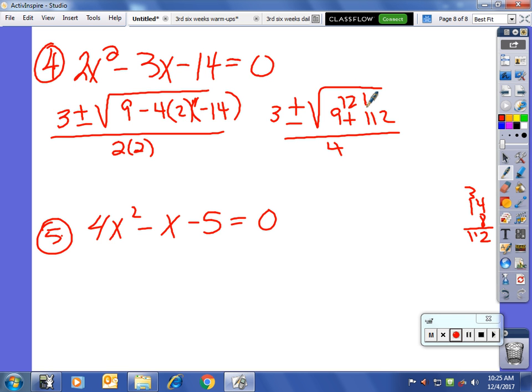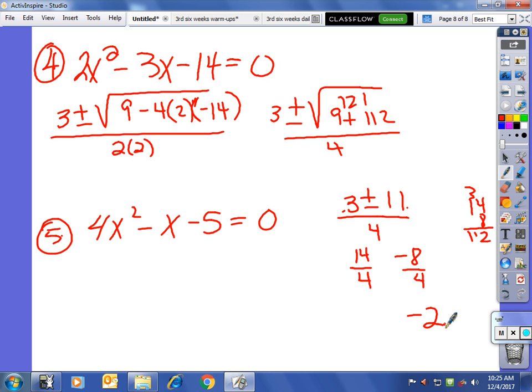All right, on number 4, did y'all get 121 inside the radical symbol? Which again is a nice perfect square. The square root of 121 is 11. So I ended up with 3 plus or minus 11 divided by 4. Well, that's going to give me 14 divided by 4 and negative 8 divided by 4. 3 minus 11 is negative 8. So I get 2 answers. One of them is negative 4 and one of them is 3.5 or 7 over 2. Those were my 2 roots for number 4.